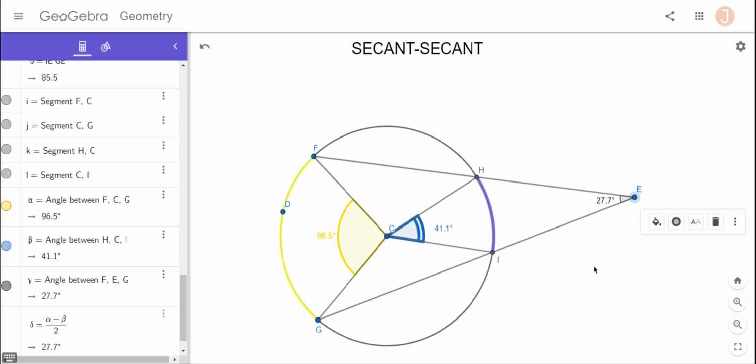Therefore, our conclusion for the secant angle measurement can be the same as our conclusion for the tangent angle measurement. Or in other words, a secant angle is equal to half the difference of the intercepted arcs. So the measure of a secant angle is equal to half the difference of the two intercepted arcs.